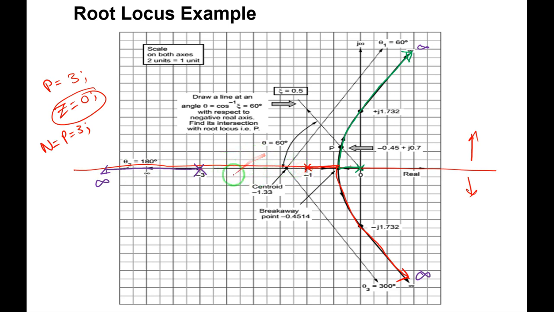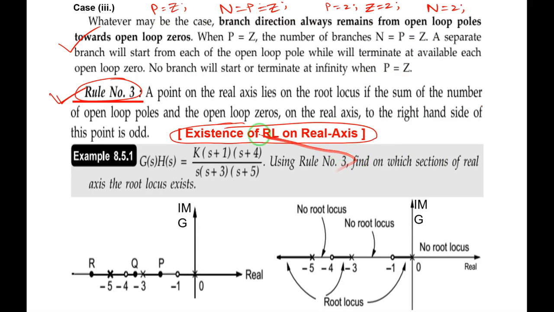Rule number 3 speaks about in which section of the real axis the root locus exists. How to find that out, we are discussing. Only the root locus on the real axis, not root locus other than the real axis, like this. So on the real axis, in which section, 0 to -1, -1 to -3, -3 onwards, does the root locus exist? I hope it is clear. Let us solve a few problems, but before that we have to understand this rule number 3.